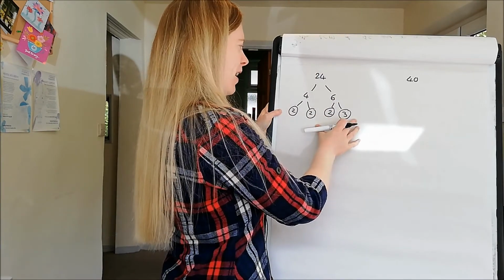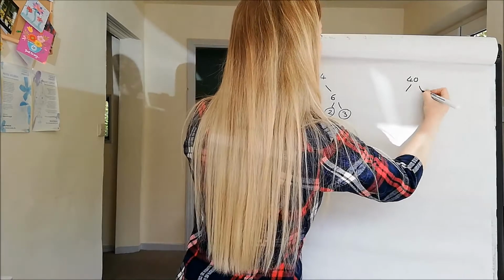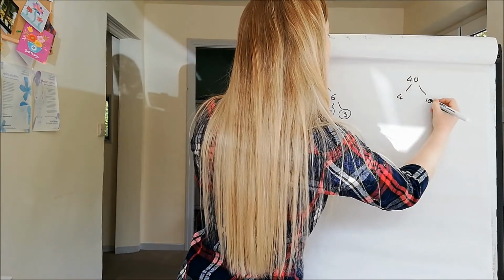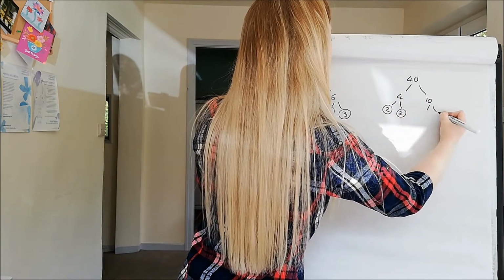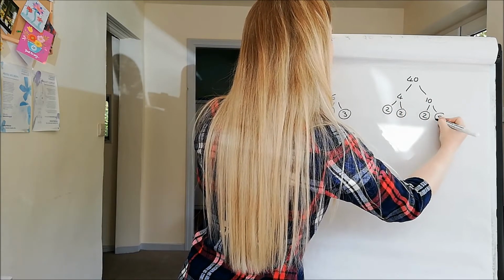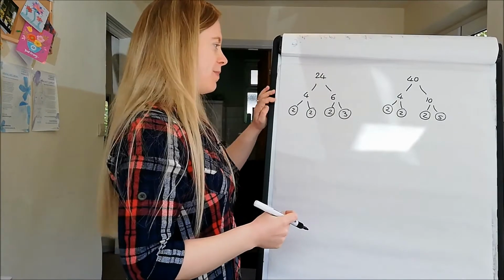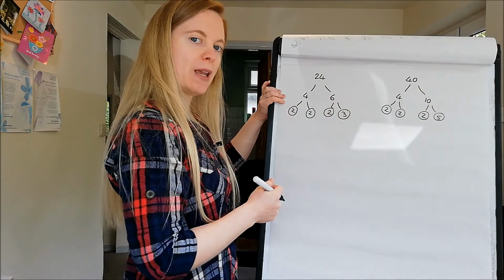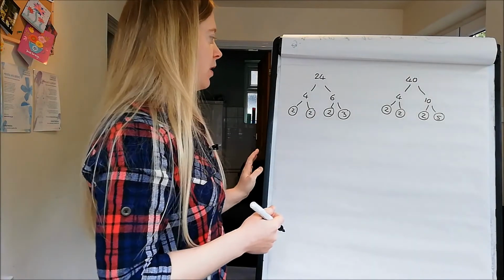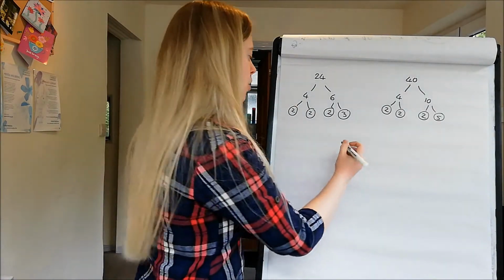So now I have my factor tree for 24. 40 breaks down into 4 times 10, 4 breaks down into 2 2s, and 10 breaks down into 2 5s. So that's my factor tree for each of those. If you need to, just pause and copy it down. And then I'll draw a Venn diagram.